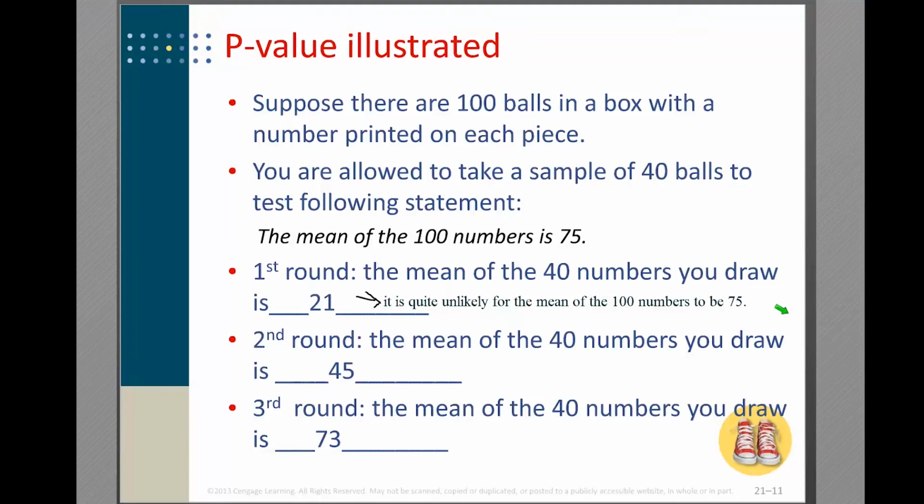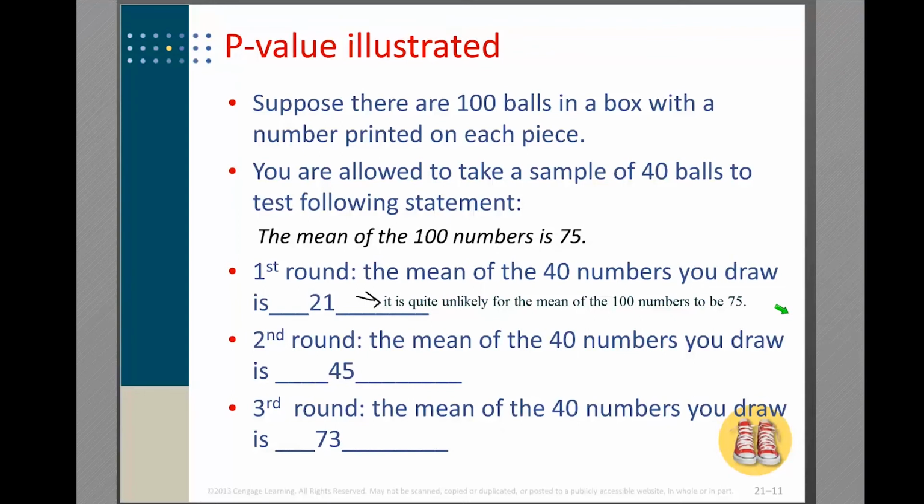So let me explain a little bit more. Why it is quite unlikely for you to have a population mean of 75 if your sample average is 21. Look, you randomly draw 40 numbers from the population, right? And the average of the 40 numbers is only 21. Now, if you put these 40 numbers back in the population, and for the whole population to have an average of 75, that means the remaining 60 numbers that you didn't draw must all have high numbers, so that when you mix them together, the average is as high as 75, right?